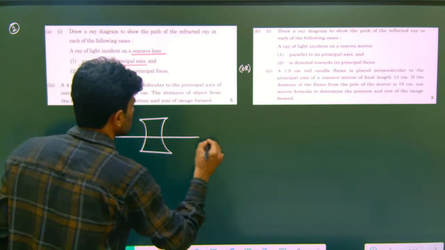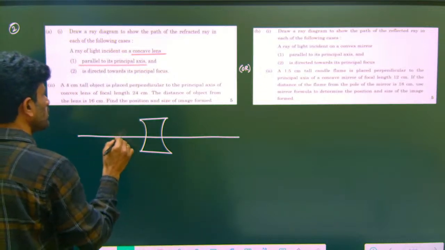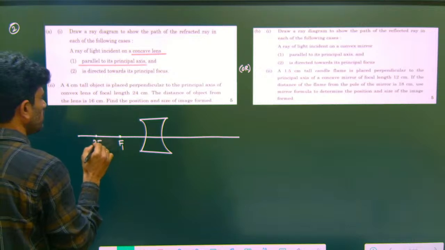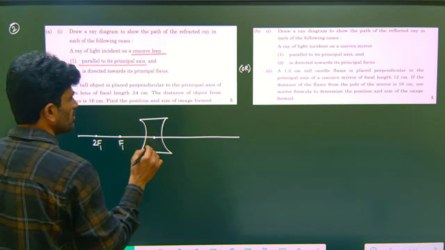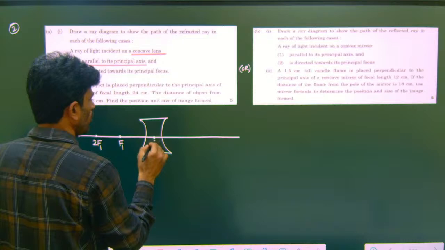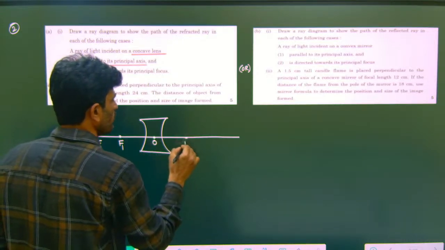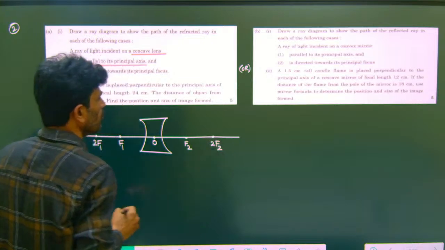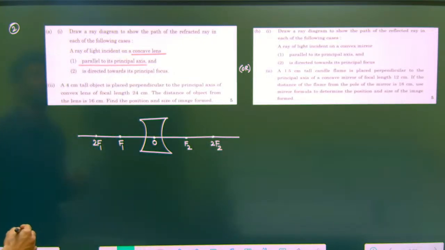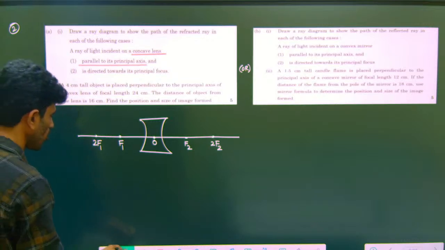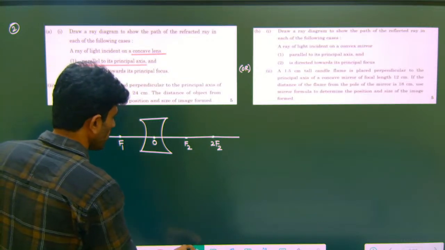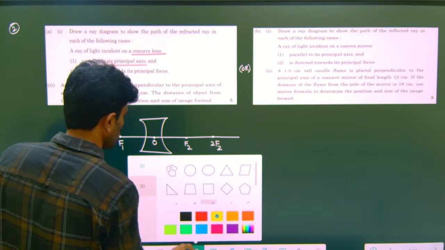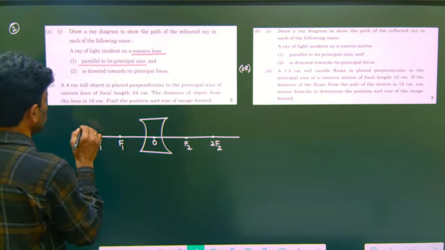So we draw principal axis like this because it is lens. Here f1, here 2f1. This is what? Optical center. This is f2. This is 2f2. What is happening in the first case? Parallel to principal axis. You have to draw a ray which is parallel to the principal axis. So like this we draw.